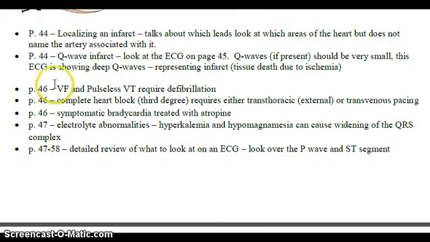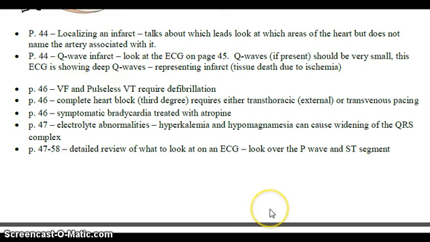Okay, then finishing up with chapter 3 here. Starting on page 44, localizing the infarct, talks about, again, which lead looks at which area of the heart. And there's a table there on page 45, table 3-2. It doesn't name the artery associated with it, but you have that in week 12 handouts. Page 44 also talks about that Q wave infarct. Look at the EKG on page 45. Q waves in a normal heart should be very small, but this is showing deep Q waves, so again, representing infarct.